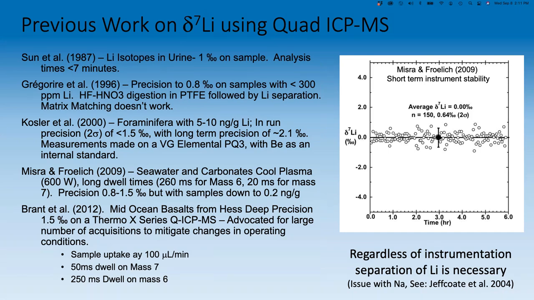Lithium was kind of the low-hanging fruit. And it was something that we were very interested in because we were going to do it anyway. It's easily ionized. There are two isotopes. There are no interferences. So it really was the low-hanging fruit. I can't answer that until I try, and we will be trying.